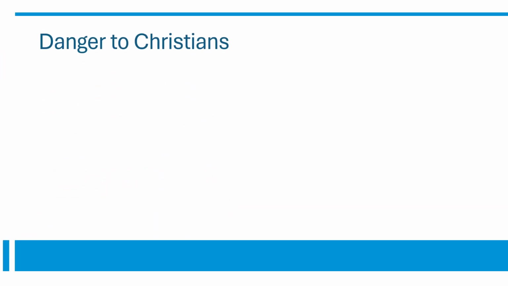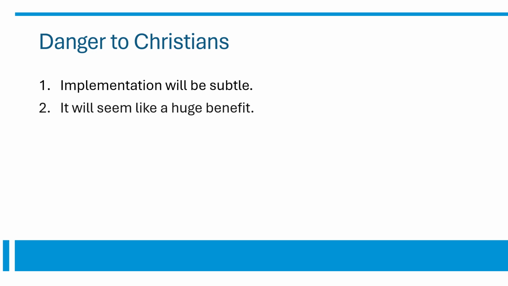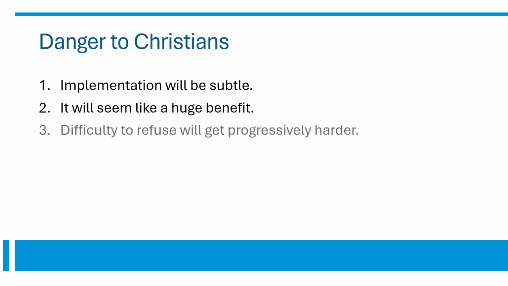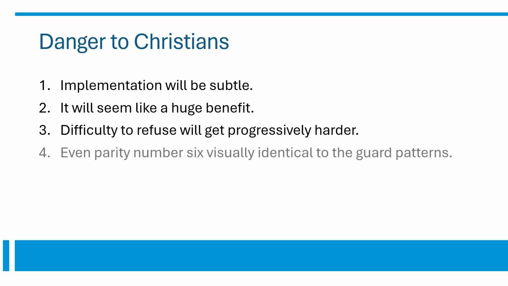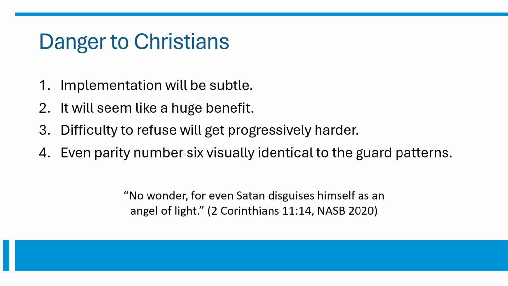What are the dangers of such an encoding process for Christians? The implementation of such a code will be subtle. The benefits would seem like a huge benefit for everybody, and the difficulty of refusing the code would get progressively harder. Whether it is the UPC 12, the EAN 13, or any other variant UPC code, they all have the even parity number 6 visually identical to the guard patterns. As Scripture states, no wonder, for even Satan disguises himself as an angel of light.